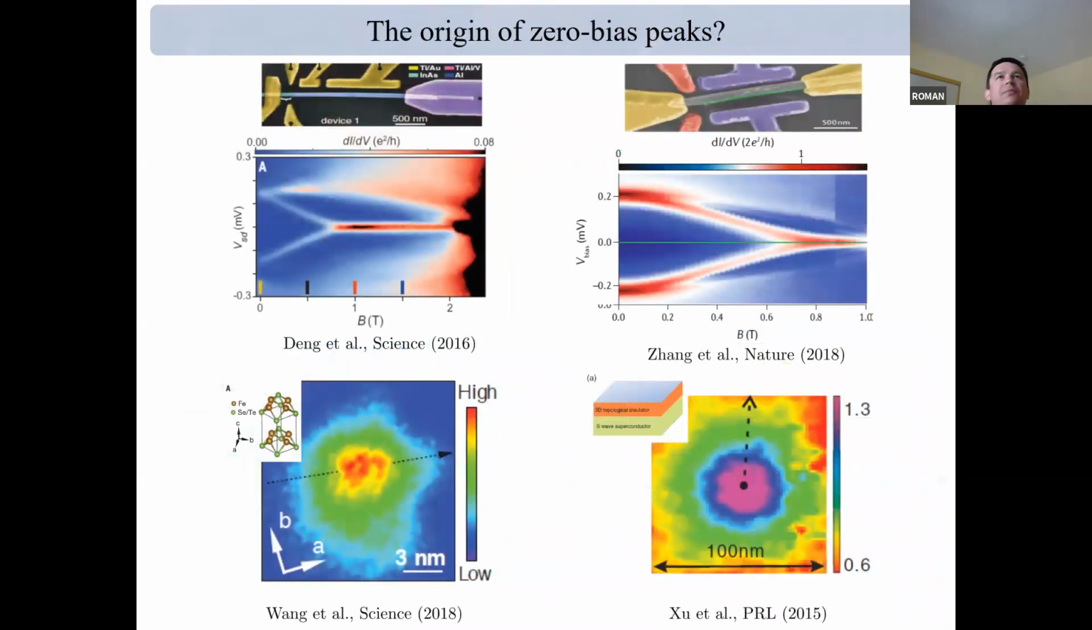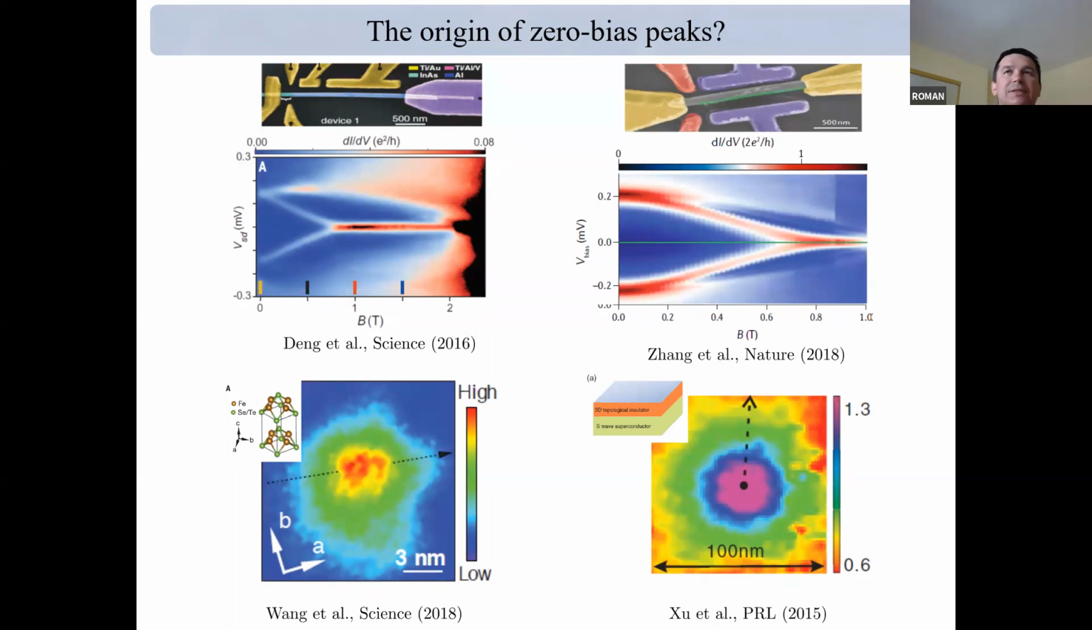And finally, maybe the question that received the most attention in the last couple of years is the question about the origins of zero bias peaks. So here is a snapshot of a few experiments where people have measured zero bias peaks. They measured not only in the wires, but also in iron-based superconductors, in 3D topological insulators, etc. And I want to emphasize that our understanding of zero bias peaks and localized end states has improved significantly over the last couple of years.